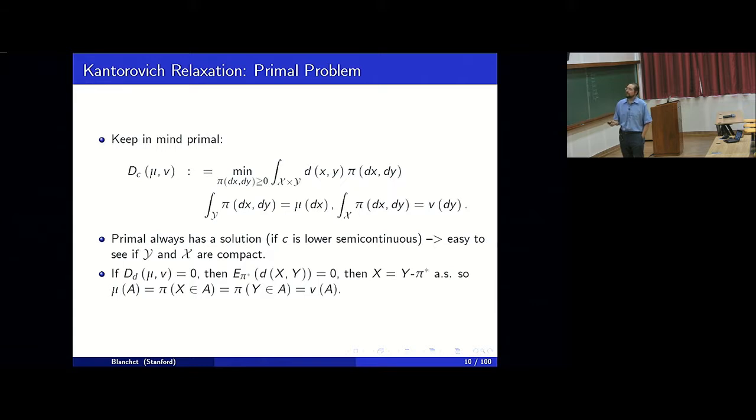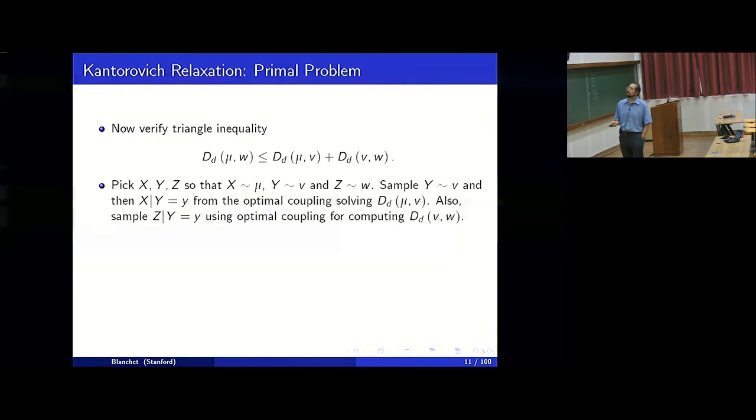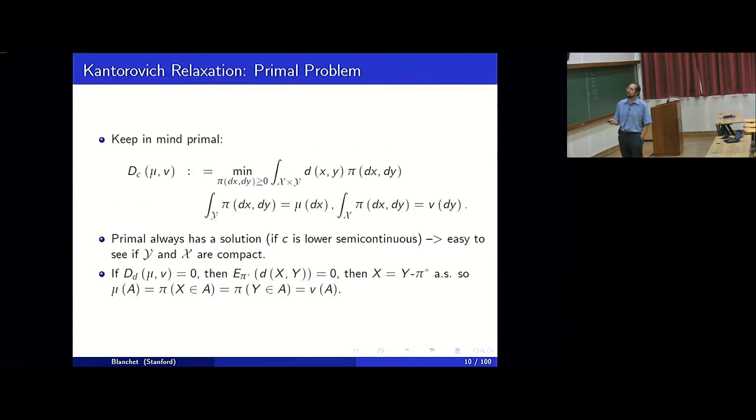Let's see. Yes, I'm going over proving that this is a metric, again in more detail. If the distance is equal to zero, then the distance between x and y under the optimal coupling is equal to zero. And that means the distance is equal to zero if and only if x equals y almost surely with respect to this pi star.